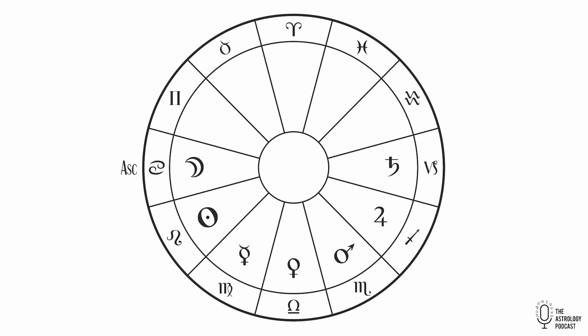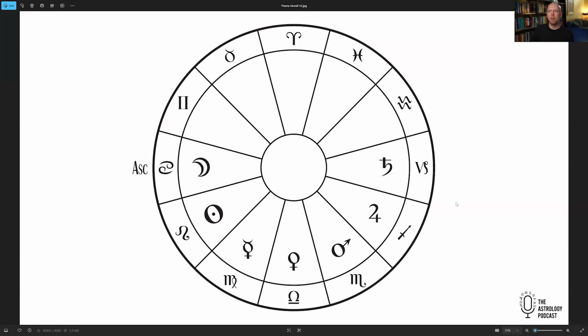So this is the Thema Mundi, which is the mythical birth chart for the birth of the cosmos, which has Cancer rising, the ascendant is in Cancer, and then all of the planets are assigned from the sign of the summer solstice, starting with the moon to Cancer, the rising sign, the sun to Leo, Mercury to Virgo, Venus to Libra, Mars to Scorpio, Jupiter to Sagittarius, and Saturn to Capricorn.